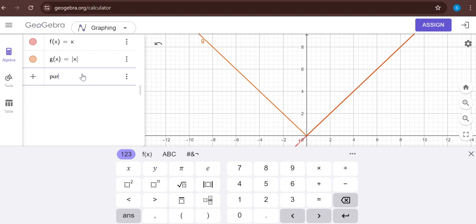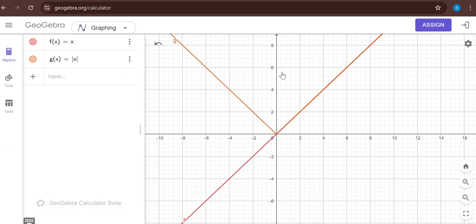The purpose of modulus is to make everything positive. So definitely what will happen, the output of the modulus function is going to be positive all the time. Output always will be positive. That means g(x) always will be positive, or it can be 0 also.